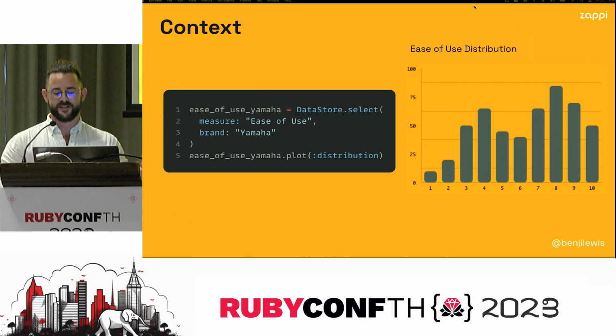So we need to know in what context a given measure was asked in the survey. Was this survey for vehicles or was it for musical instruments? This additional level of context is key when running a meta-analysis.